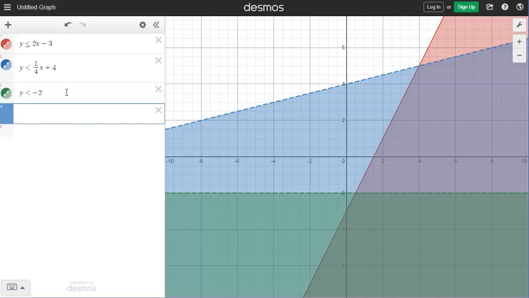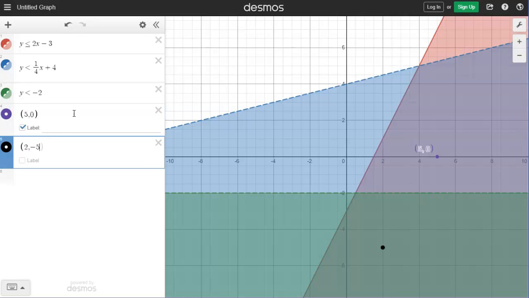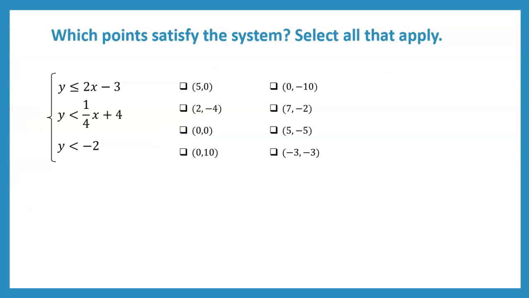So I'm just going to press enter so I get a new line. And I'm going to type in our first point, which is 5, 0. I can even click label here and it will label it so I know that one is 5, 0. Now I can see this one's in the blue and red overlap, but it's not in the green overlap. So this one's a no. That one doesn't work. So I'm going to type in our next point, 2, -4. Now this one is in that overlapping region. It's below the red, it's below the blue, and it's below the green. So this one does work. 2, -4 is going to be one of our values. I'm just going to go back here and mark that.